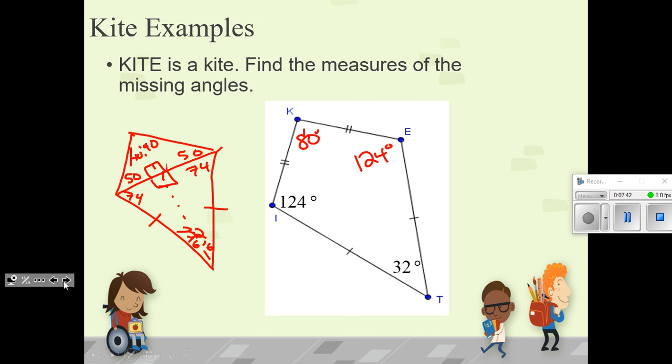Kite example. KEIT is a kite. Find the measure of the missing angle. If this is 124, this angle is 124. So we're going to do 124 plus 124 plus 32, subtract from 180, and you get 80. So please write 124 here and 80 here. So these two opposite angles are congruent.